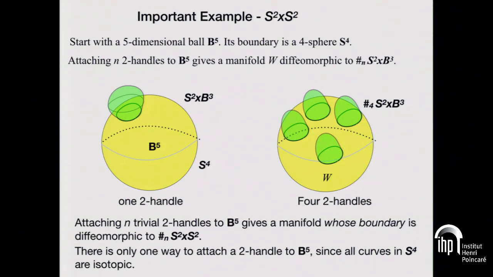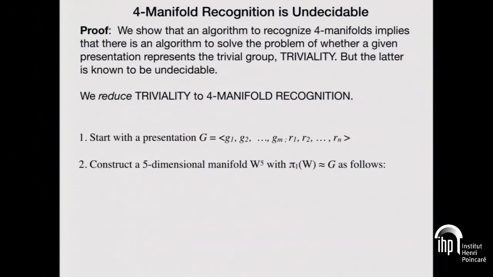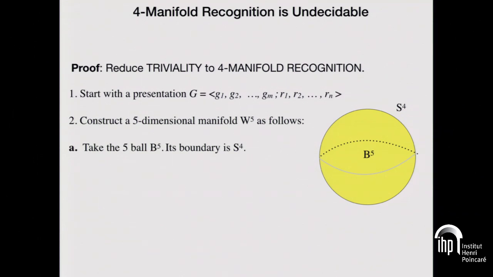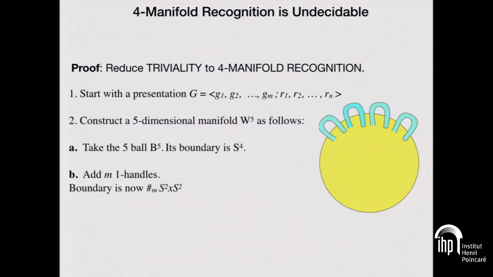Okay, so now we know we have all the Morse theory we need for Markov's theorem. We're going to show that if we can recognize four manifolds, then we can solve the triviality problem for groups. So let's start with a group presentation. And now what we'll do is construct a five-dimensional manifold W whose fundamental group equals that group. So how do we do that? Well, we start with the five ball. Its boundary is the four sphere. And now for each generator of the group, we add a one handle. So there's m generators, so we add m one handles, 4 in this example.